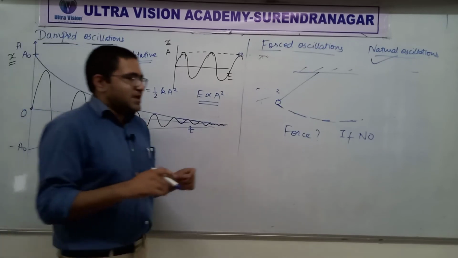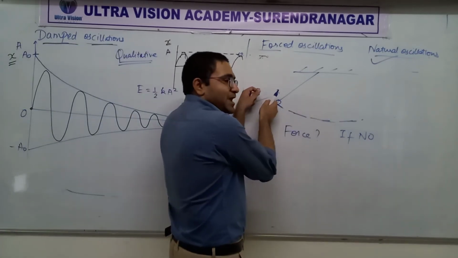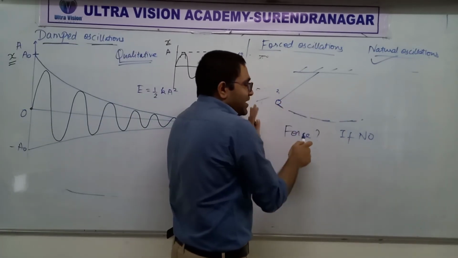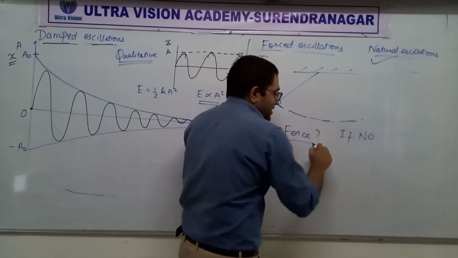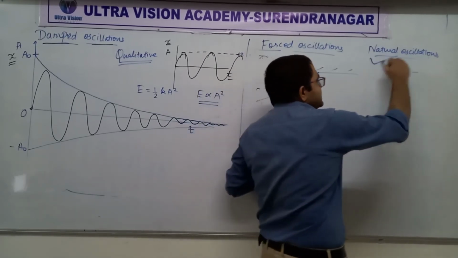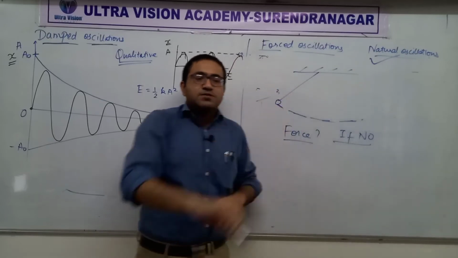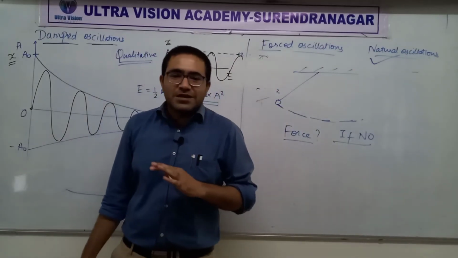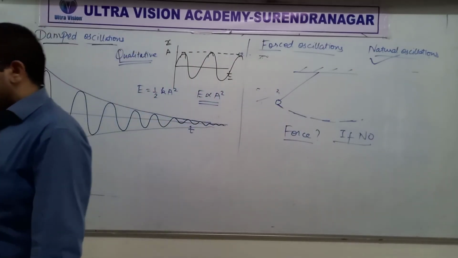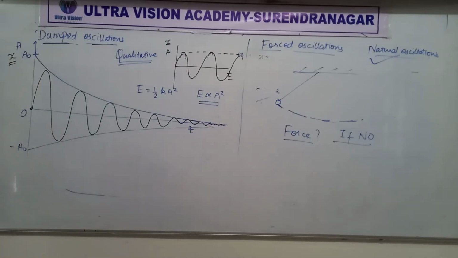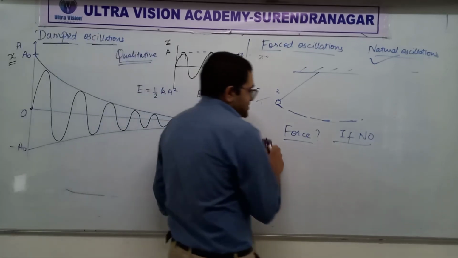I repeat what I have said. You drag it, you leave it. Once it starts oscillating, you are not applying force. Then in such a case, that's called natural oscillations. Clear? Clear or not clear? Okay, don't apply force later. Just leave it, let it oscillate. That's it. Now let's take an example of forced oscillation.